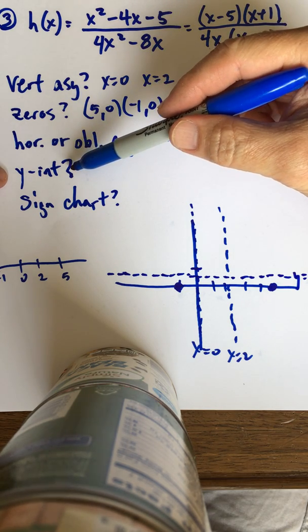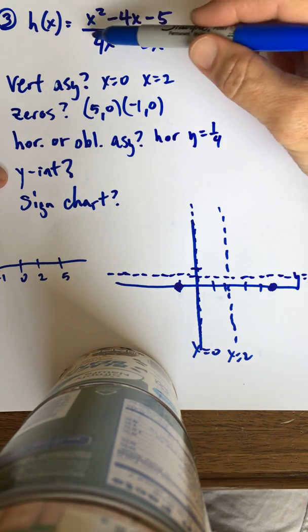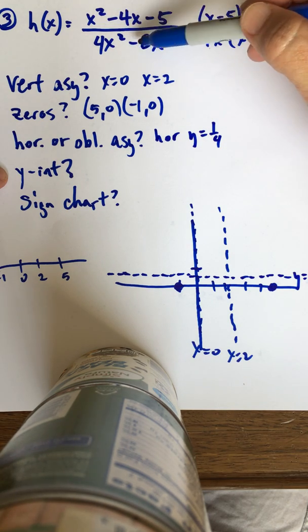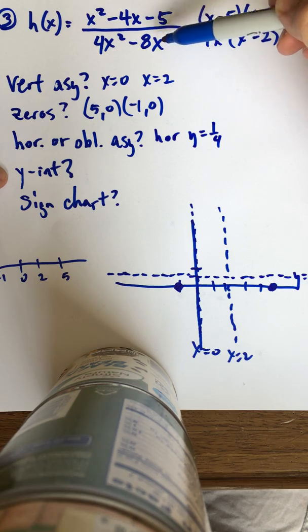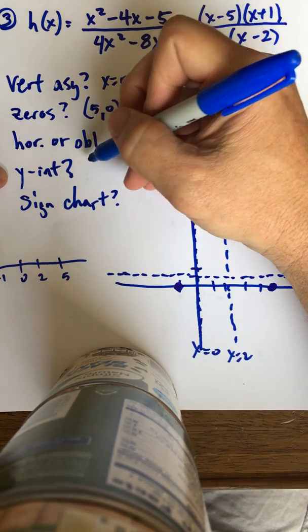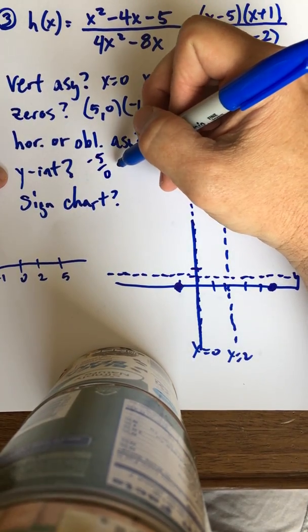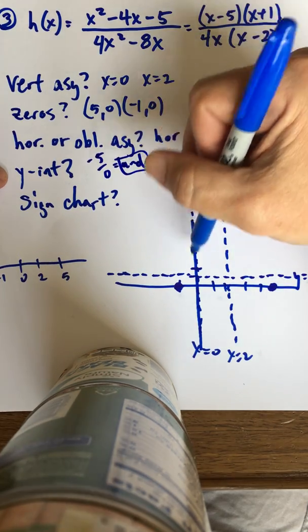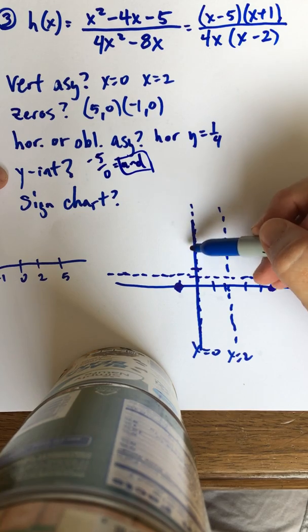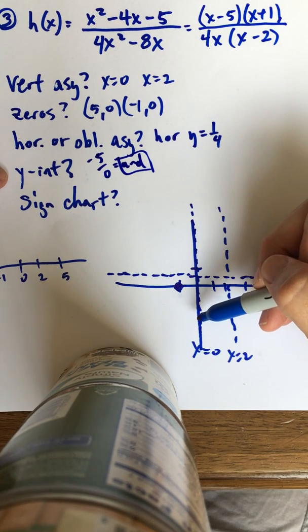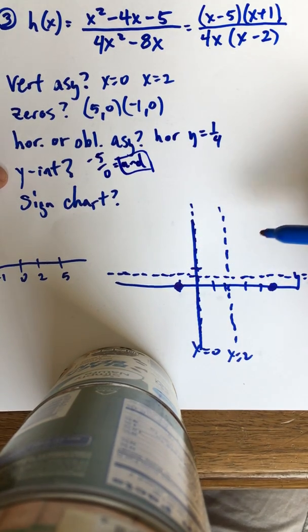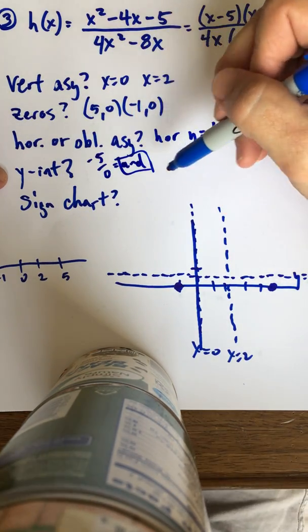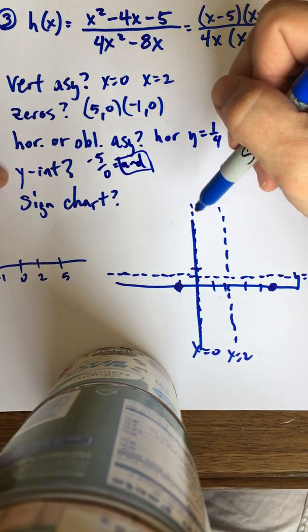For the y-intercept, put in zeros everywhere you see x's. Everything that's got x's goes away, and it leaves you negative 5 over 0. Now, what is negative 5 over 0? Well, that's undefined, which means there's no y-intercept, which makes sense because there's an asymptote on the axis, so I can't have a point on the axis also because there's an asymptote there. So there's no y-intercept. Now do the sign chart.